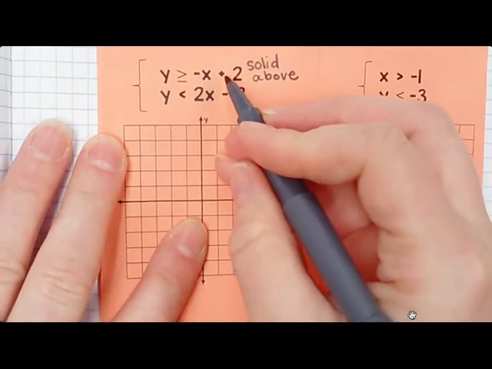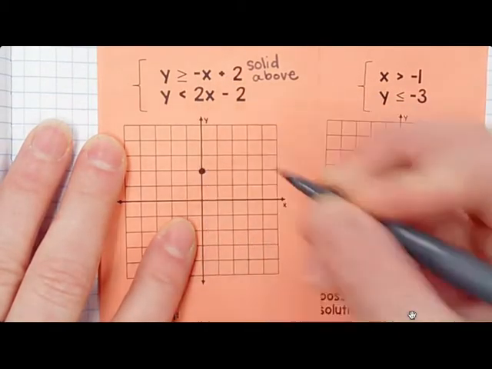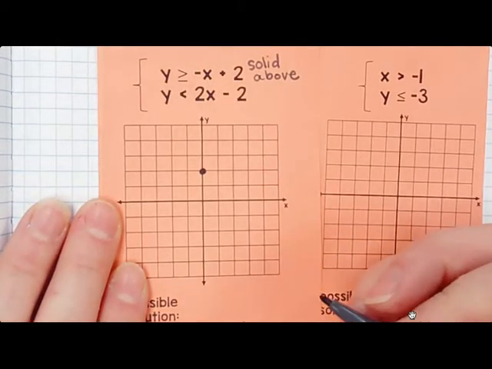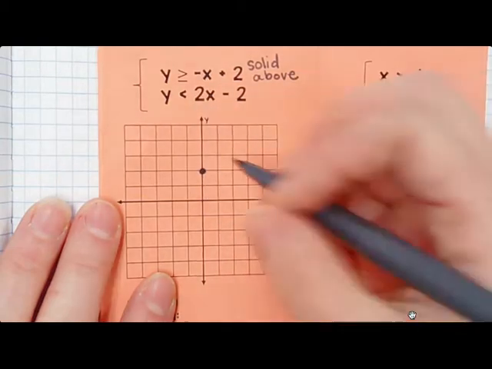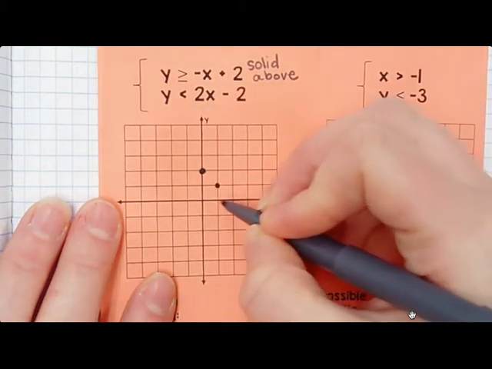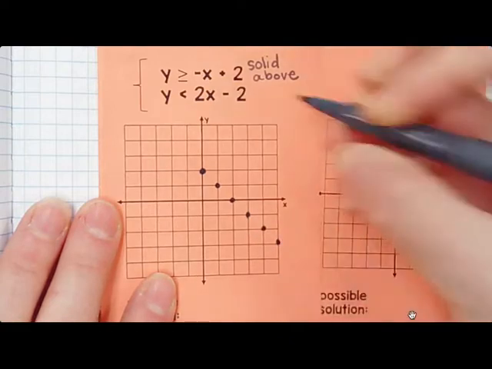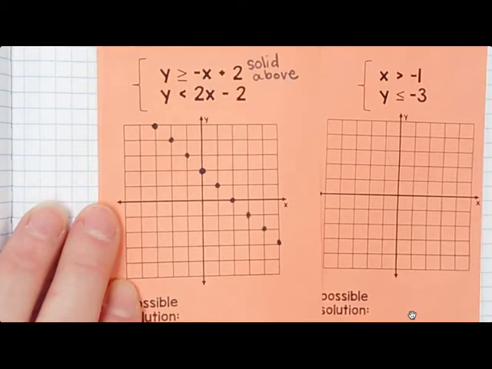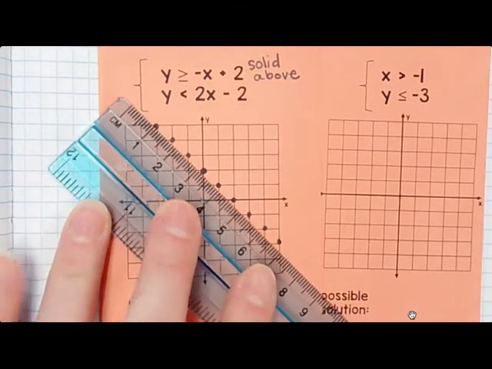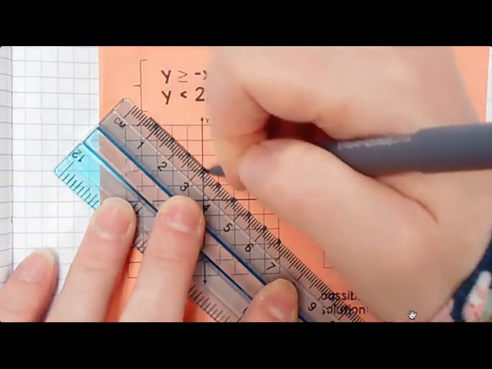So I'm going to start out with my y-intercept, which is 2. Then I'm going to do my slope, negative 1. So down 1 over 1, down 1 over 1, down 1 over 1. Up 1, left 1, up 1, left 1, up 1, left 1. And it is a solid line.